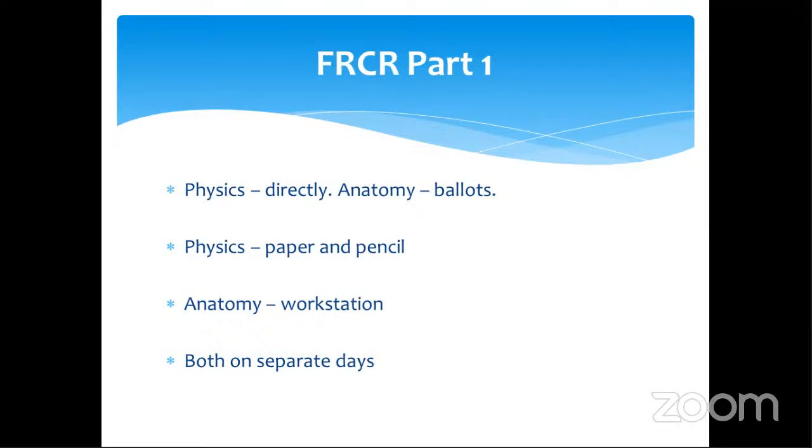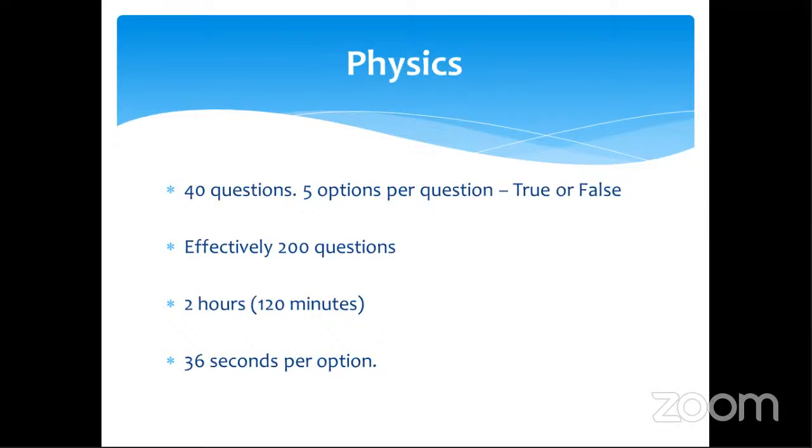Both these exams are held on separate days. The physics exam consists of 40 questions. There are 5 options per question, which have to be marked either true or false. You have to attempt all. So effectively, you have 200 questions, and the time you are given is 120 minutes, or 2 hours, which comes to around 3 minutes per question if you consider it as 40 questions, and it comes down to 36 seconds per option. So you have 36 seconds to read the question, read the option, understand it, and mark the correct answer in the answer sheet.